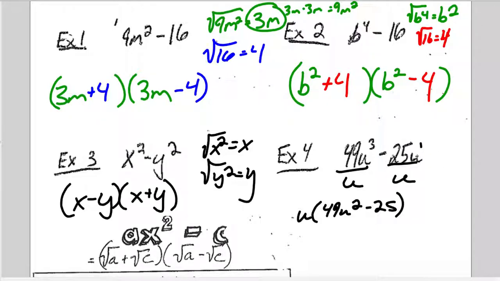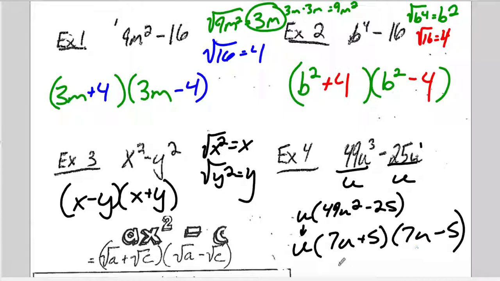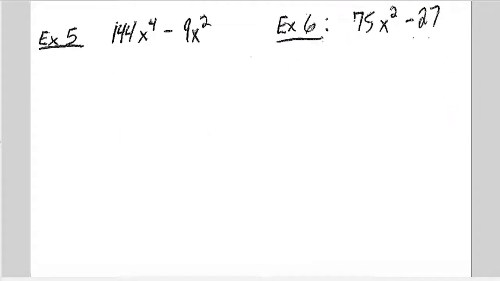The deal is, if you have a variable and you're trying to square root it, the exponent has to be even. That way you can divide it by 2 or split it evenly. Kind of like how I split the b to the 4 up evenly into b squared and b squared. Make sure we bring our GCF down. So we have u times 7u plus 5, 7u minus 5. 7u times 7u is 49u squared. Two more.